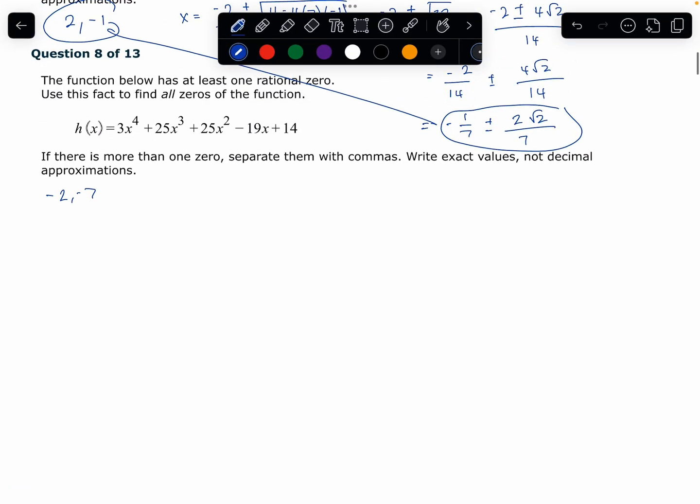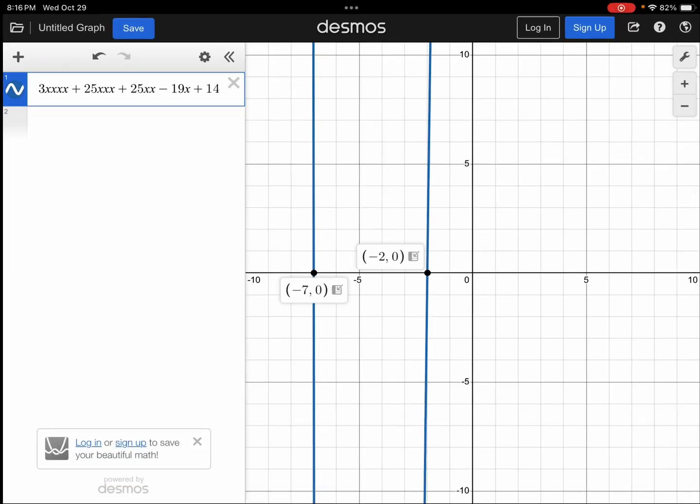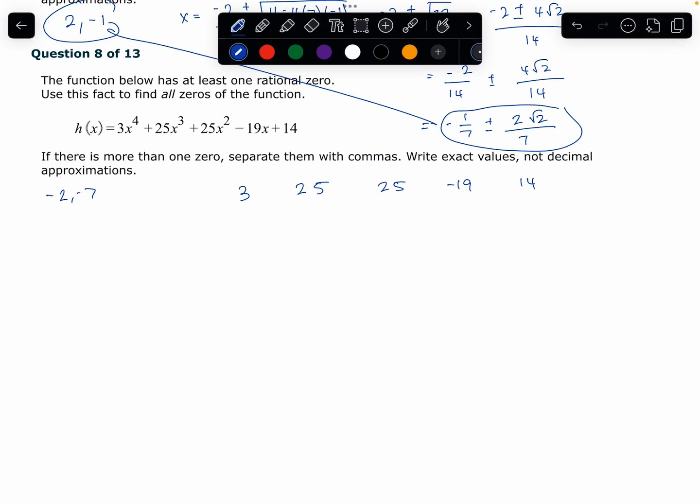All right, so we have 3, we've got 25, we've got 25, negative 19, and 14. All right, and I'm going to choose, let's go with negative 7 first. Drop the 3, so 3 times negative 7 is negative 21. I get 4, get negative 28, get negative 3, get 21. That's going to be equal to 2, negative 14, and 0.